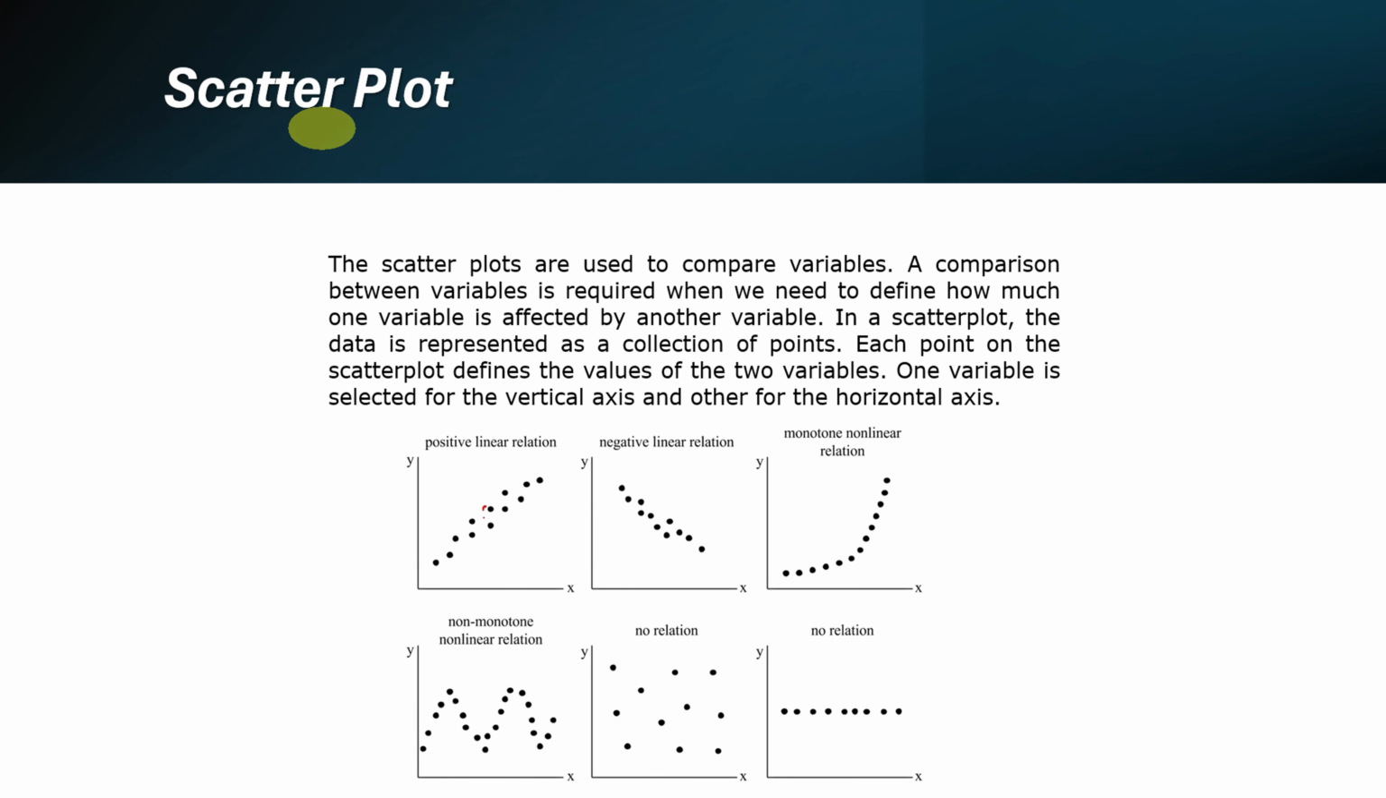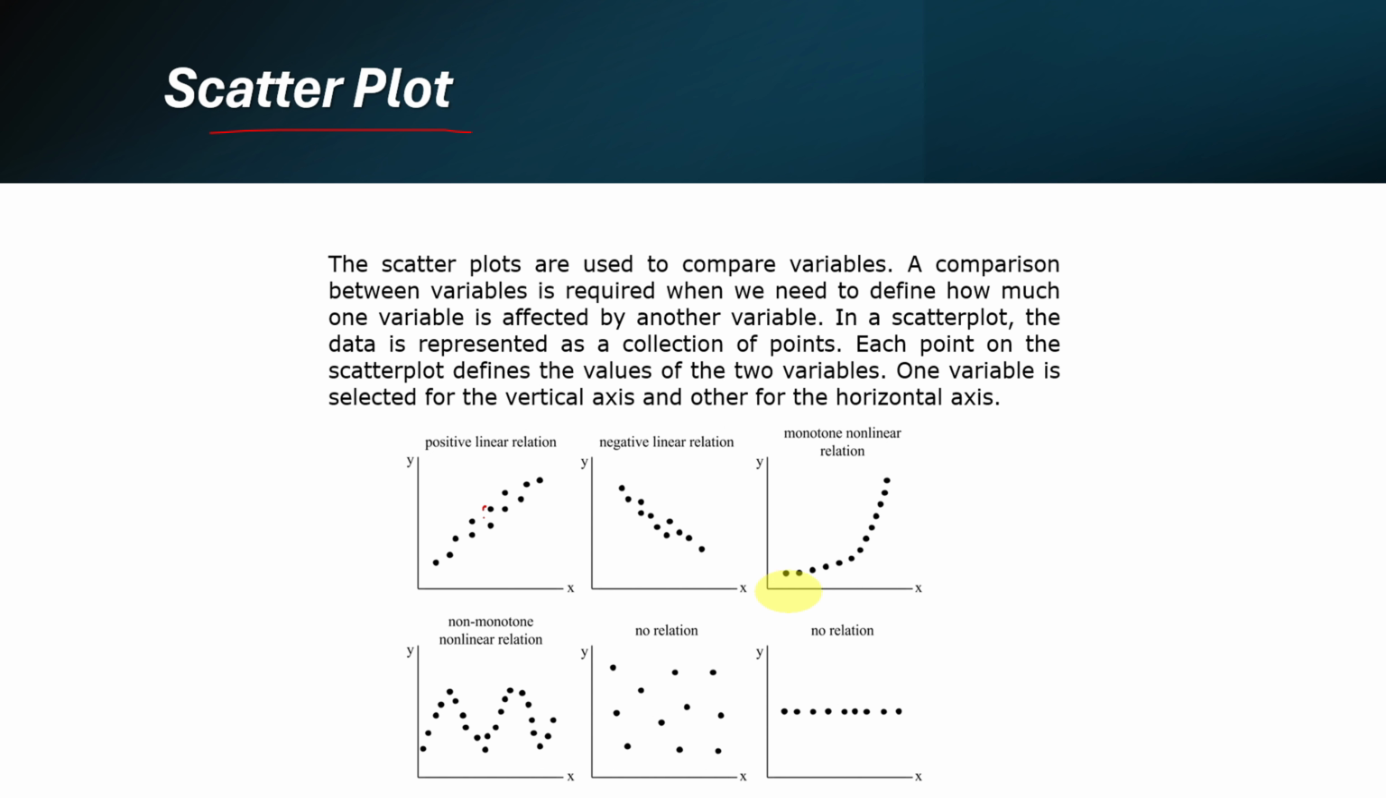Now let's see what a scatter plot is. Scatter plots are used to compare variables. A comparison between variables is required when we need to define how much one variable is affected by another variable. In a scatter plot, the data is represented as a collection of points. Each point on the scatter plot defines the value of the two variables. These values are on the x-axis and y-axis. One variable is selected for the vertical axis and the other one is for the horizontal axis.